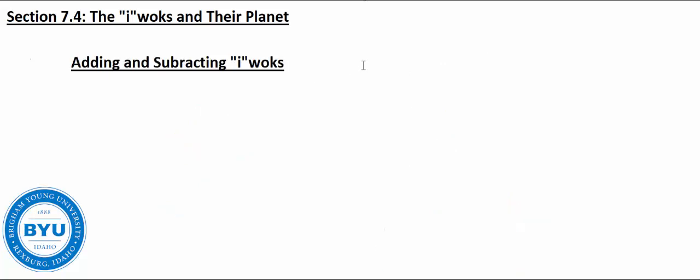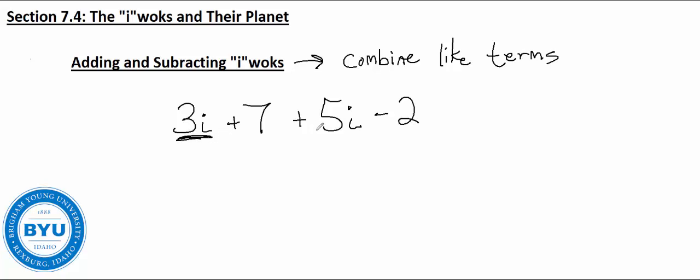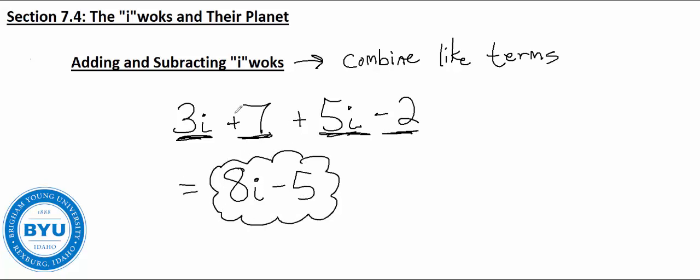We can add and subtract imaginary numbers as well. For example, if I had something like 3i plus 7 plus 5i minus 2, we can combine these numbers. Adding and subtracting, all you have to do is combine your like terms. Just like we would do in normal math with any normal variable, I would combine my i's with my i's. 3i plus 5i is 8i. And 7 minus 2, well, that's plus 5. And so that's what this would equal when we added these numbers together.